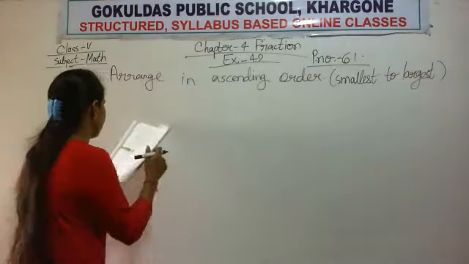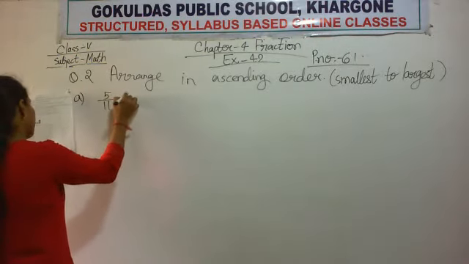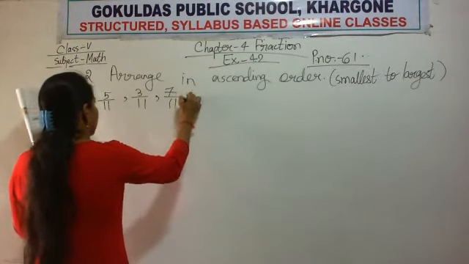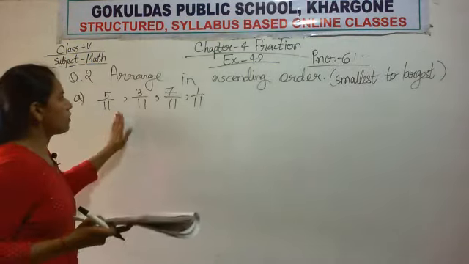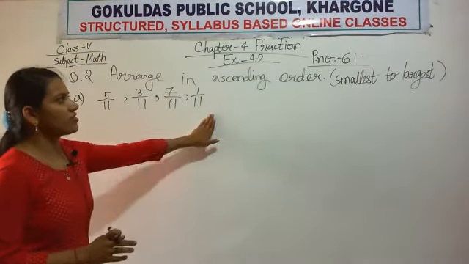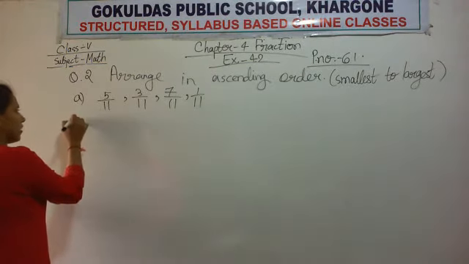But here the given numbers are fractional numbers. 5 upon 11, 3 upon 11, 7 upon 11 and 1 upon 11. All the 4 given numbers are fractional numbers. You want to arrange these numbers in which order? In ascending order. Means the smallest number comes first.